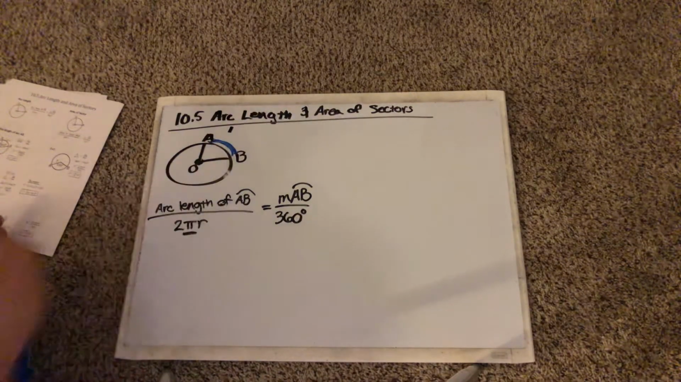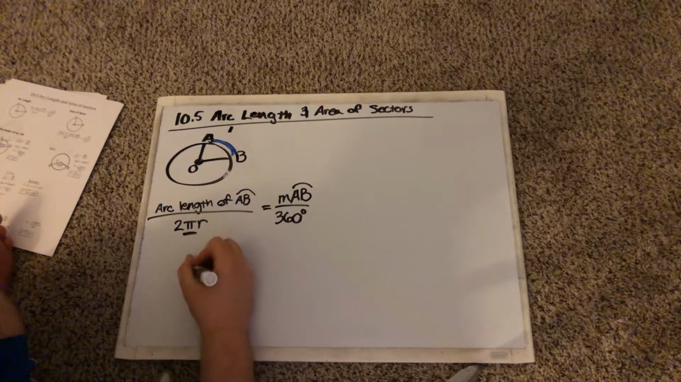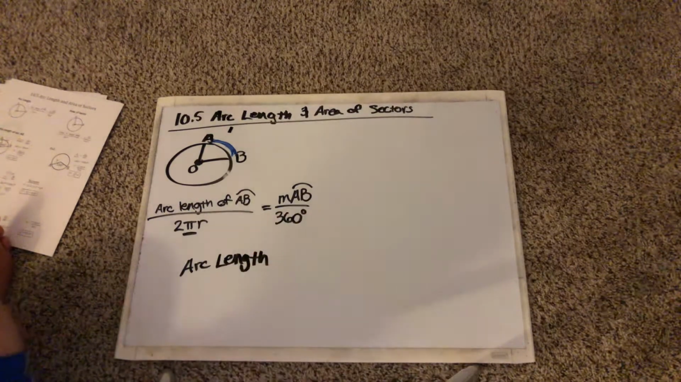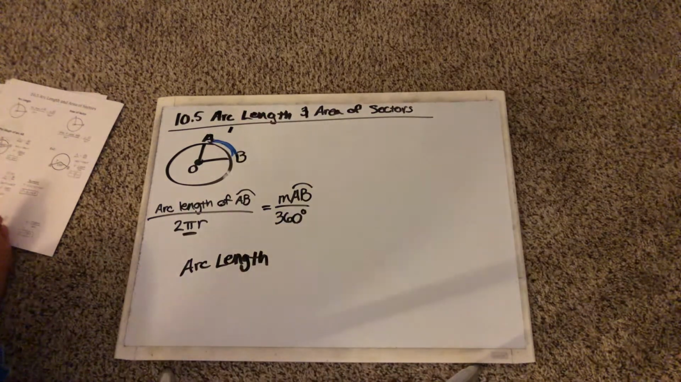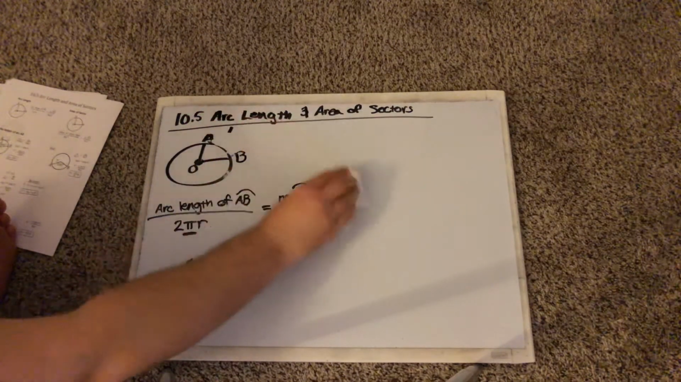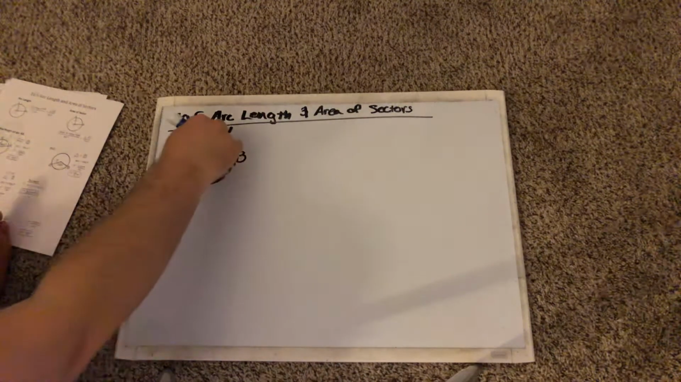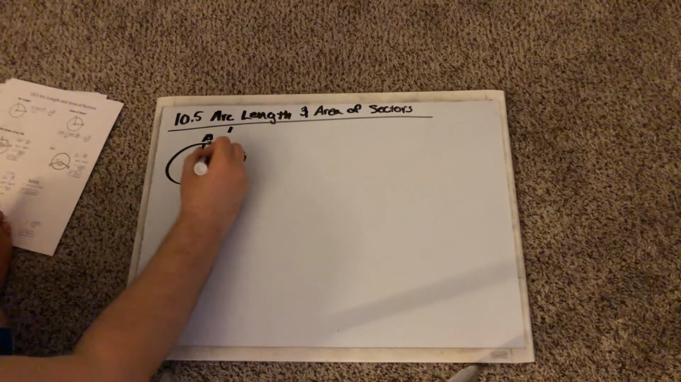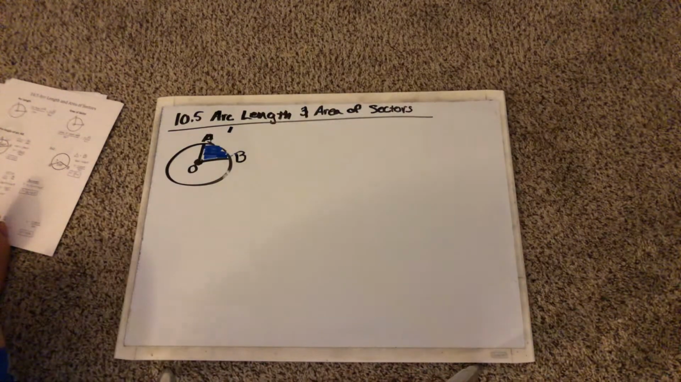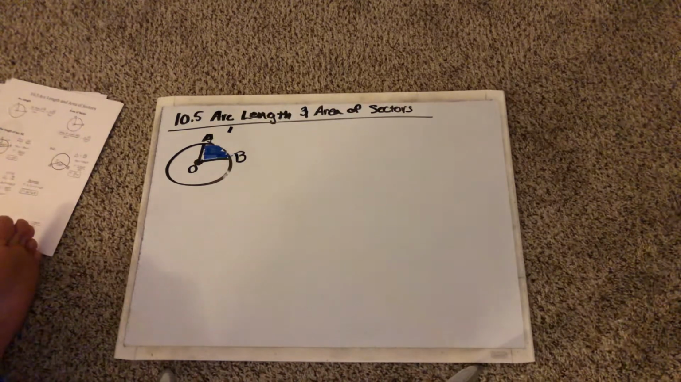Okay, so this is arc length. So let's talk about sector area now. I'm going to be using the same circle, except this time, instead of this arc, I'm going to be using this whole little pizza slice. So it's like a little piece of the area out of the entire area.